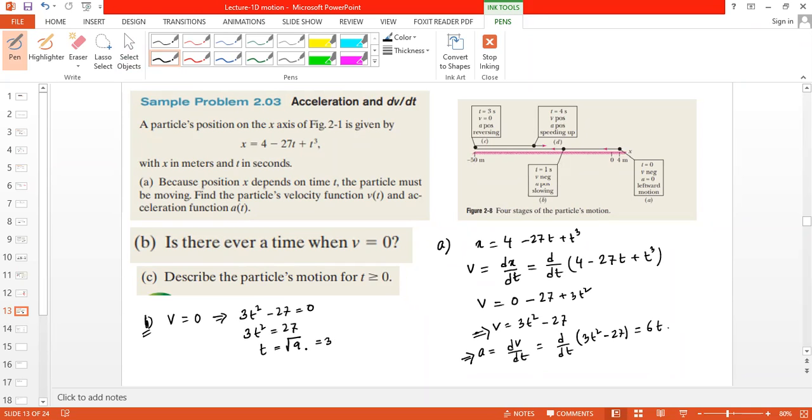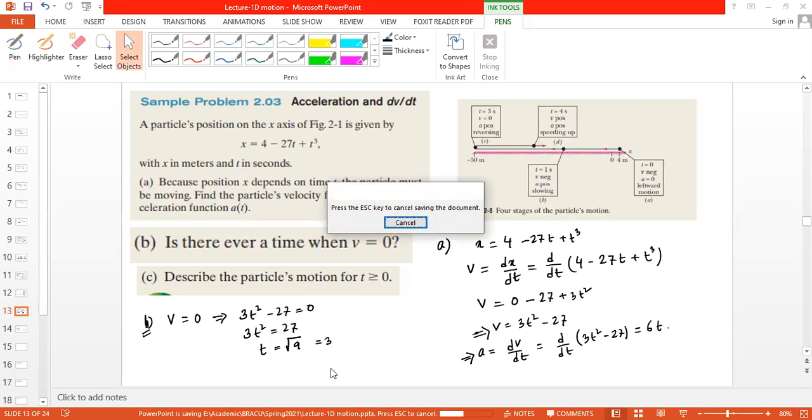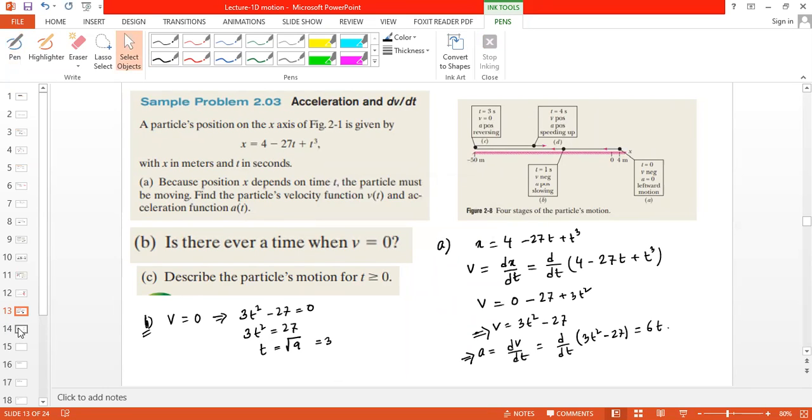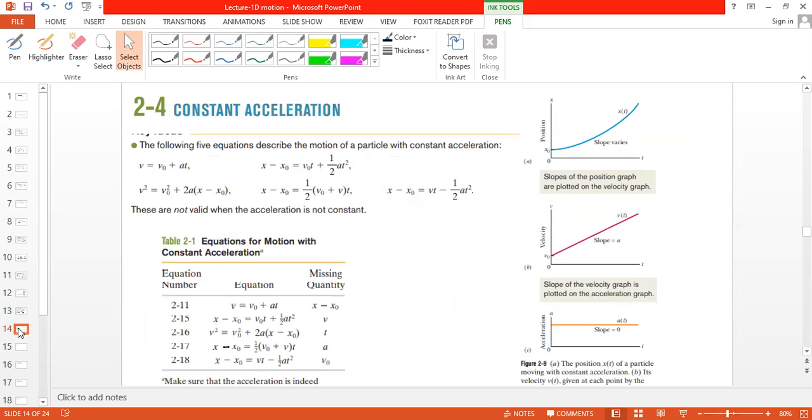So that means at time t equal to 3, the velocity is 0. Clear? At t equal to 3 the velocity will be 0. Let's try a few more math problems.